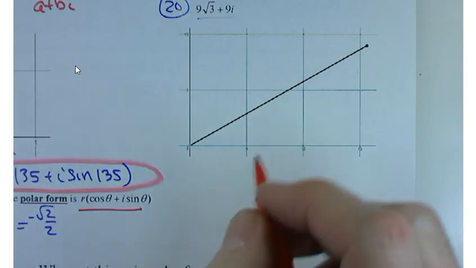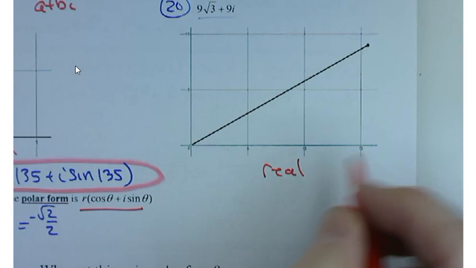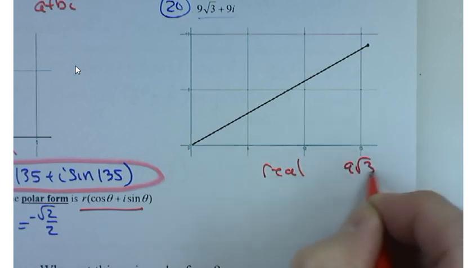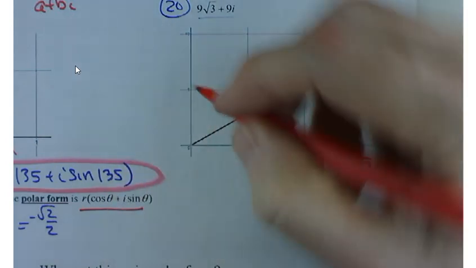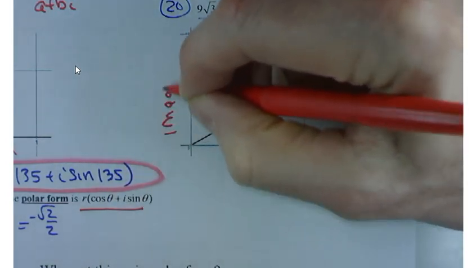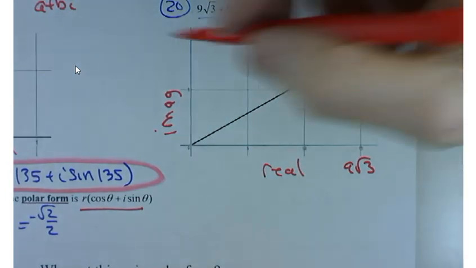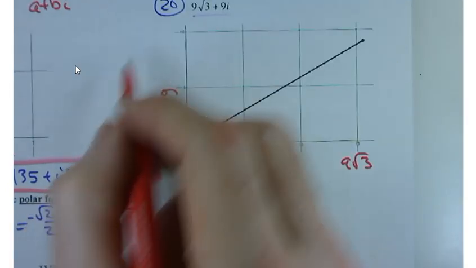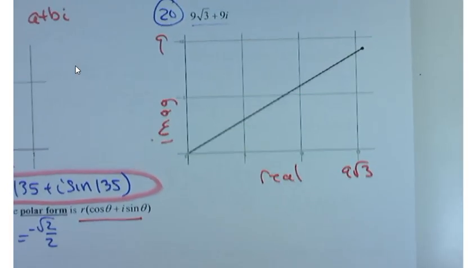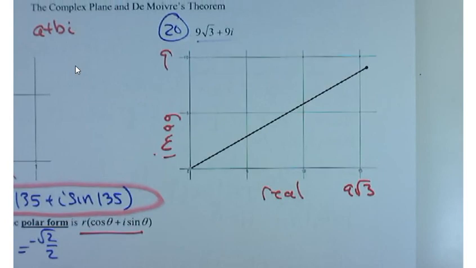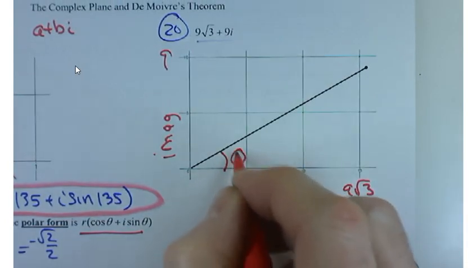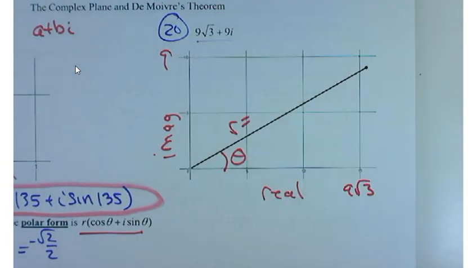So again, you've got a real axis, and that's where you're going to draw 9 times the square root of 3. And then your imaginary axis is up here. Your imaginary axis is really taking the place of the y-axis, right? And we've got a distance of 9 up here. So, okay. There are two things that I need to know: I need to know theta, and I need to know r. Let's start with the easy part. Let's start with r. What am I going to do to get r?